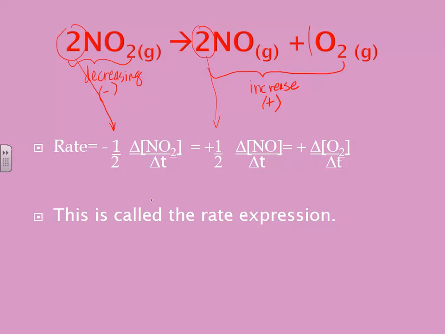When you write the rate expression, that's what this is called, you would write rate is equal to negative, because they're decreasing over time. For the coefficient, you take the reciprocal of the coefficient from the balanced equation, so 1/2 change in concentration of NO2 over change in time. If you wanted to write it with respect to the two products, you would use a positive sign because they're increasing over time, 1/2 because of the coefficient of two, taking the reciprocal, change in the concentration of NO over change in time, equals positive change in concentration of oxygen over change in time. Again, this is called the rate expression, and it comes from the definition of rate.